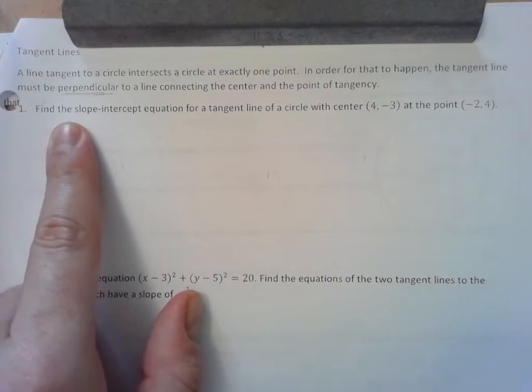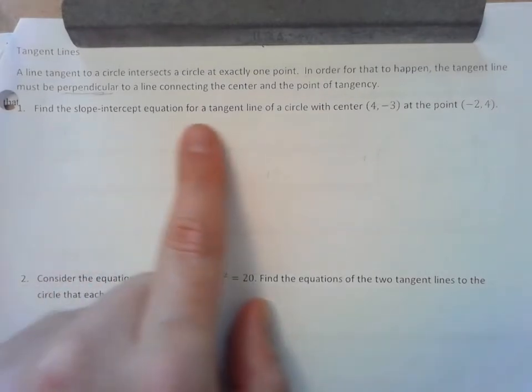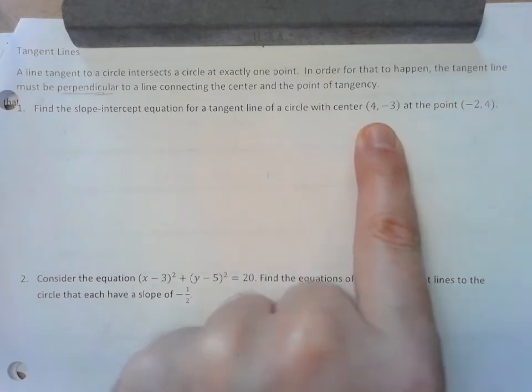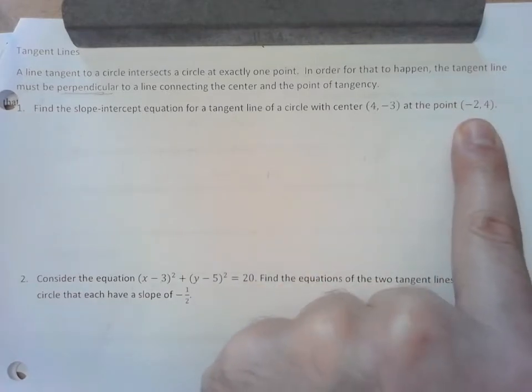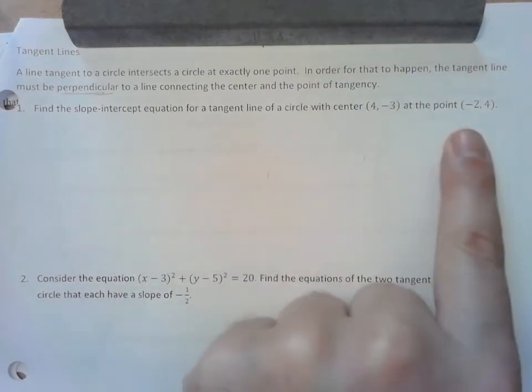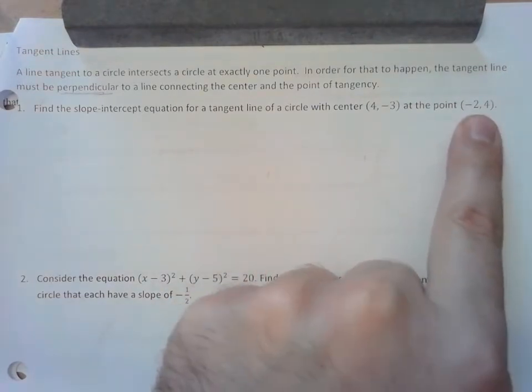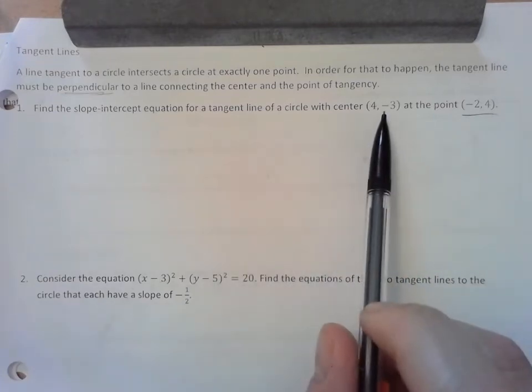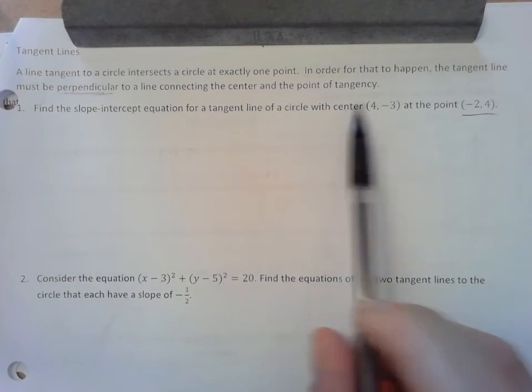Exercise number 1, what we want to do is find the slope-intercept equation for a line that's tangent to a circle with a center of 4, -3 that passes through the point -2, 4. That is your point of tangency, so we want our line to contain this point. Now, in order for us to make a tangent line, and not a line that contains a chord or a diameter of the circle that goes through the inside of the circle, what we want to do is be perpendicular to the radius containing the center and this point.